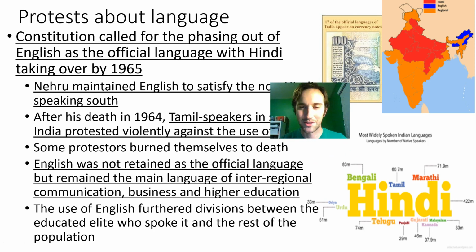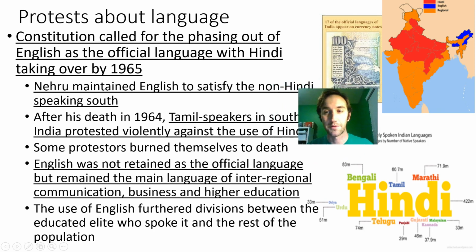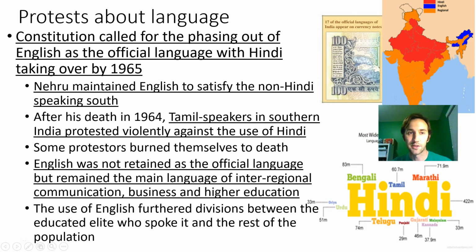More protests about language. The Constitution called for the eventual phasing out of English as the official language, with Hindi taking over, with 1965 being the goal. However, while Nehru was around, he pushed for maintaining English to satisfy the non-Hindi speaking South.